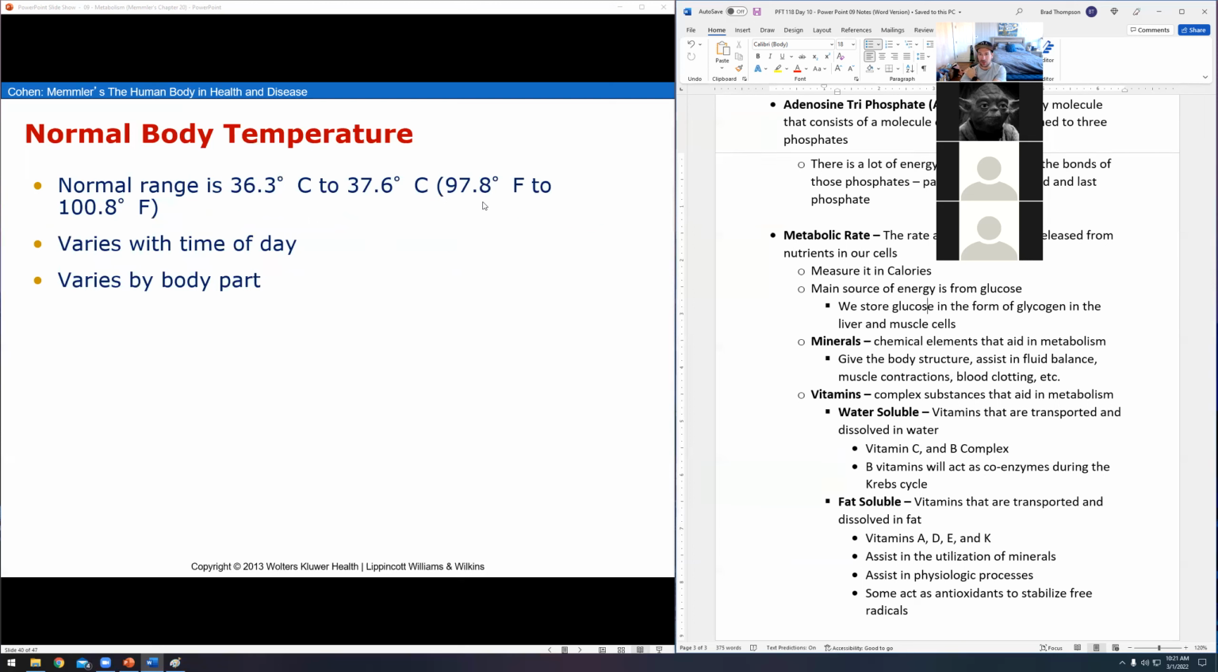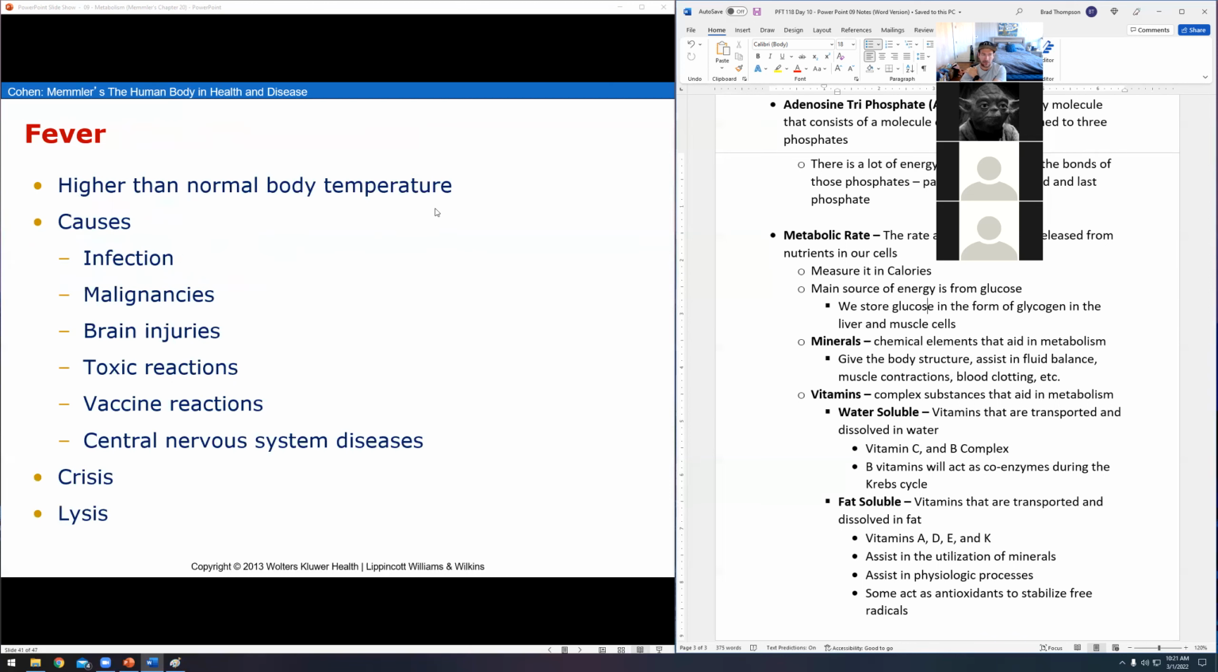Ideally, we want our temperature to be somewhere between like 97.8 and 100.8. Anything above that, honestly, getting around to 100, you're starting to get into fever territory, at least if it's here. Certain parts of you can be plenty hot, you know. But it's going to vary in parts of the day. It's going to vary by your body parts and stuff.